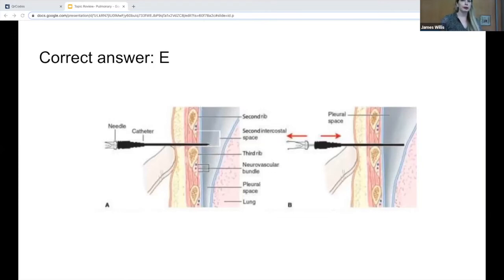So you insert your needle with a syringe attached, and you keep inserting until you start to get air back. Then you can remove the needle and you can leave the angiocath in. This is only a temporary measure. It's only a temporizing measure because it converts the tension pneumo to an open pneumothorax, but you still need a chest tube to be placed.